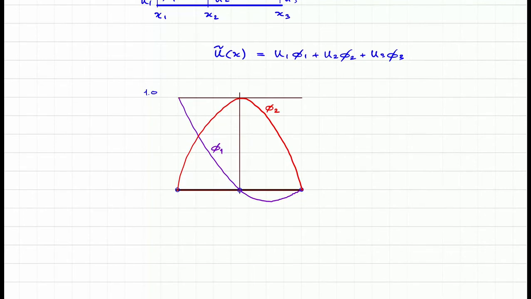Difficult for my hand to draw this. Oh, right. V3.